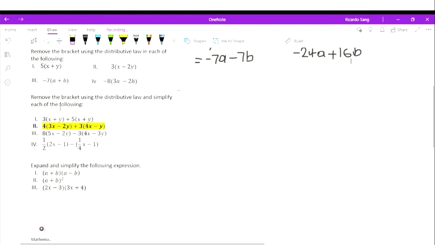All right, now this one said, remove the bracket using distributive law and simplify the following. So this one you're going to do a little bit more than just distributive law. You're going to do some calculation along with it. So let us look at the first one.